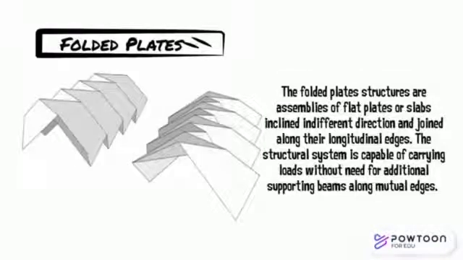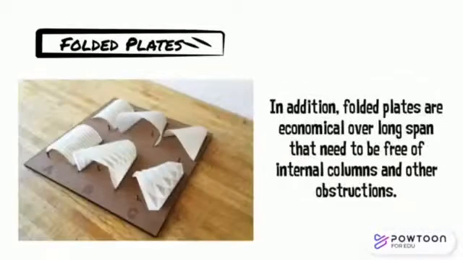For the next slide, folded plates. The folded plate structures are assemblies of flat plates or slabs inclined in different directions and joined along their longitudinal edges. The structural system is capable of carrying loads without the need for additional supporting beams along the mutual edge. In addition, folded plates are economical over long spans that need to be free of internal columns and other obstructions.